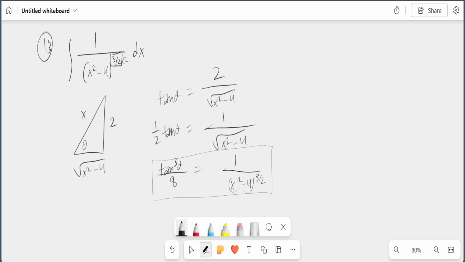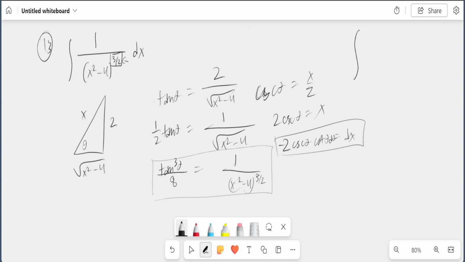Is it secant? No, cosecant. Cosecant theta is equal to x over 2. So 2 cosecant theta is equal to x. Negative 2 cosecant theta cotangent theta d theta is equal to dx. Okay, so that's our other piece of the puzzle.